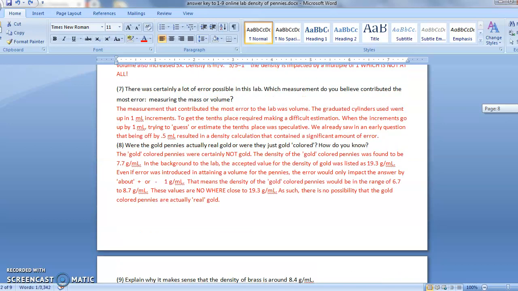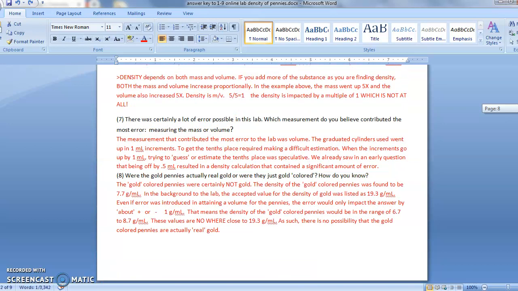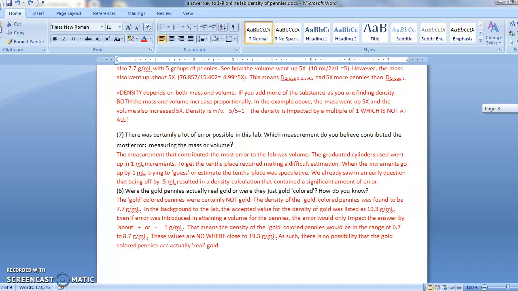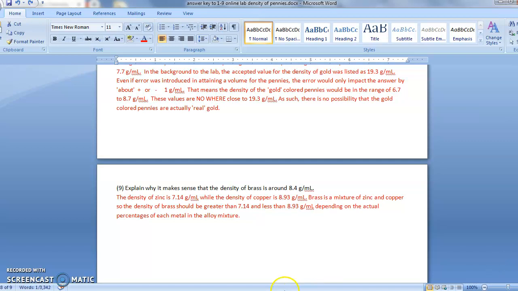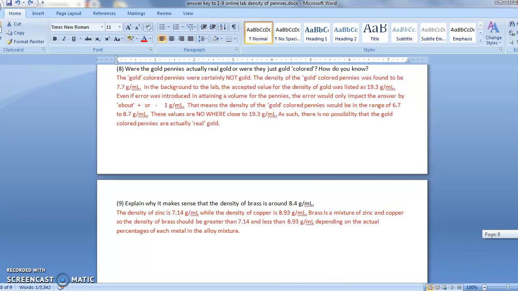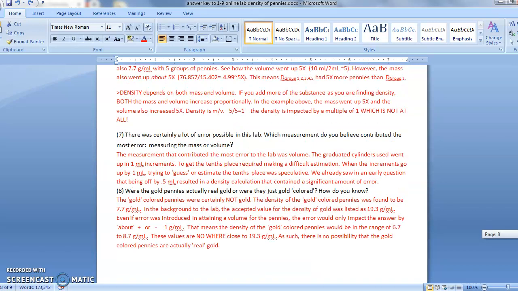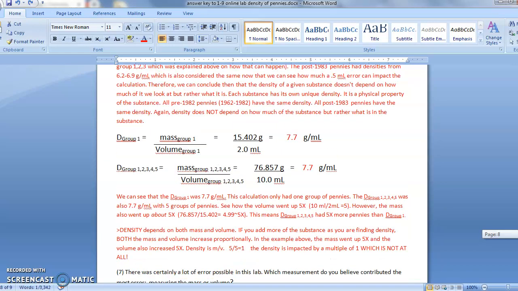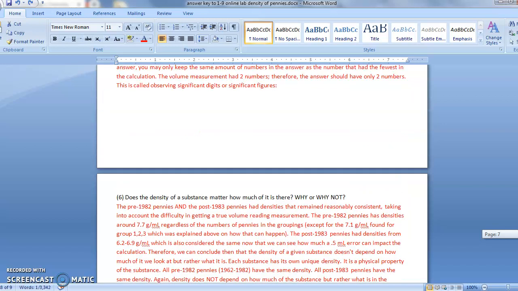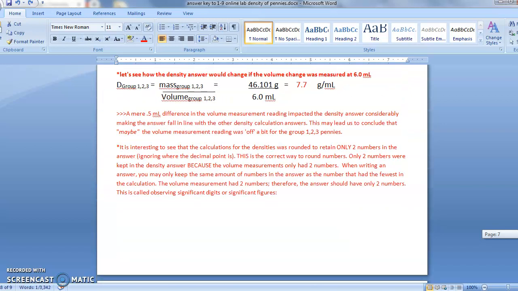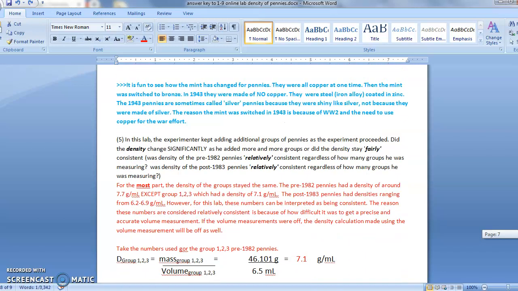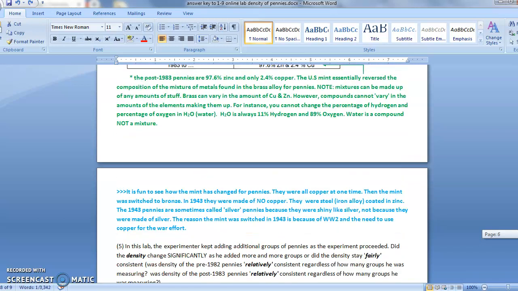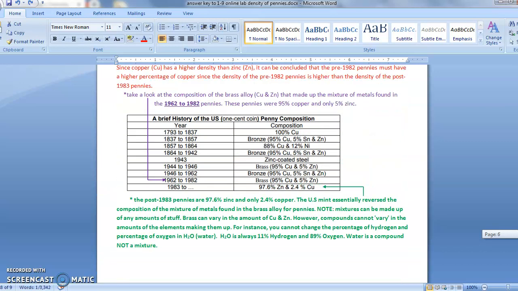And the big thing we want to talk about is the difference between mixtures and compounds. The density of a mixture is dependent on the percentages of the stuff in the mixture. The density of a compound would not change because a compound is only allowed to be made one way. You can't have different amounts of substances in there.